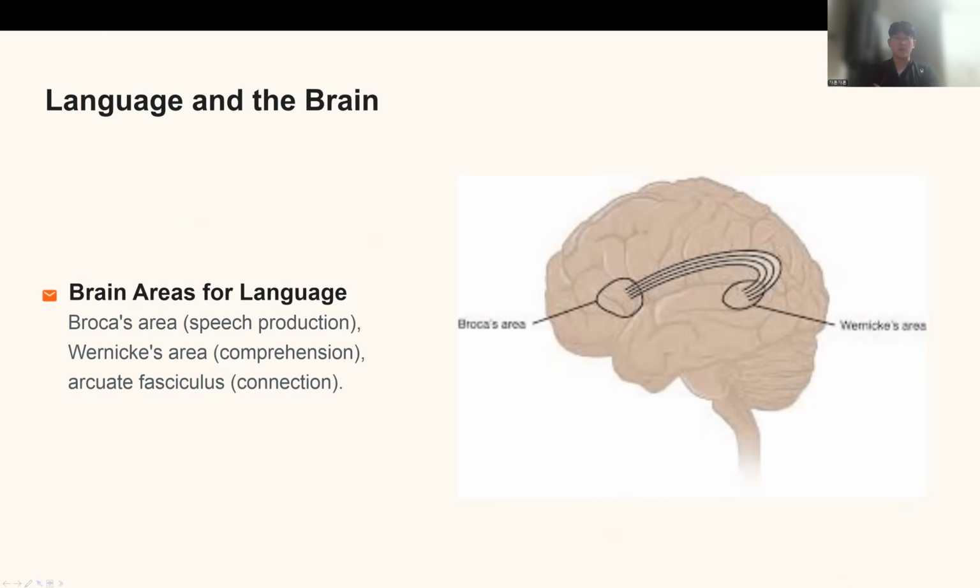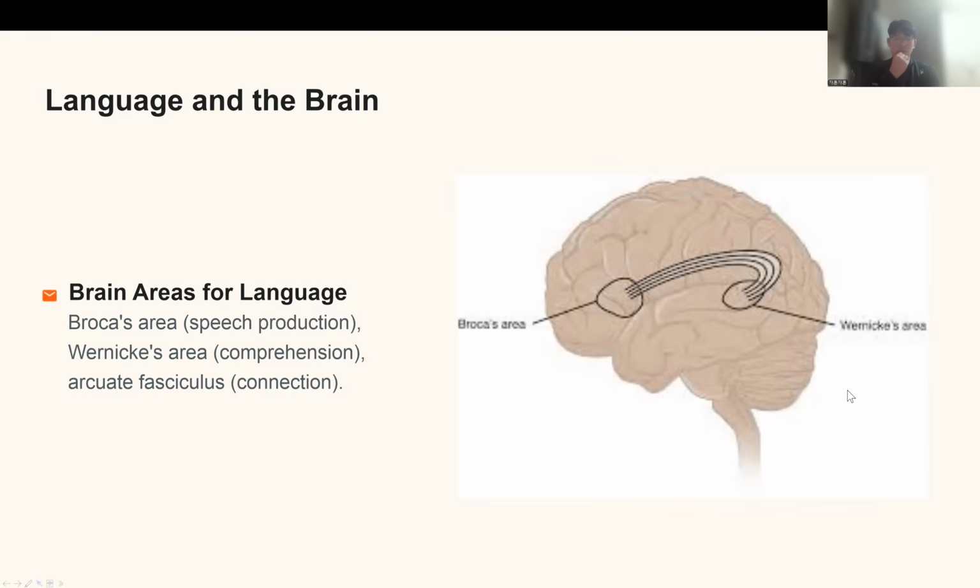There are three brain areas for language, which we learned in class. First one is Broca's area, which has to do with speech production. Second one is Wernicke's area, which is associated with comprehension. And the last one is the arcuate fasciculus, which connects these two areas, and it's a fiber, and it connects each other.